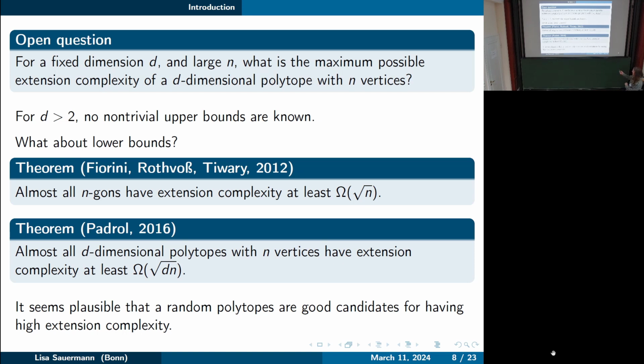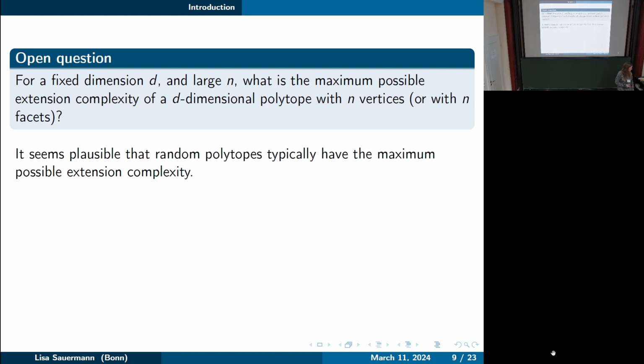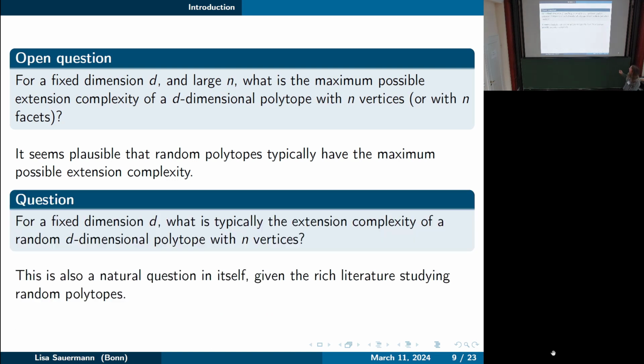I don't want to go into exactly what the notion of almost all is, but the gist of these results is that if you pick a polytope randomly, it shouldn't have too low extension complexity. In other words, it seems plausible that random polytopes are good candidates for having high extension complexity. That then raises the question: what is actually the extension complexity of a random polytope?